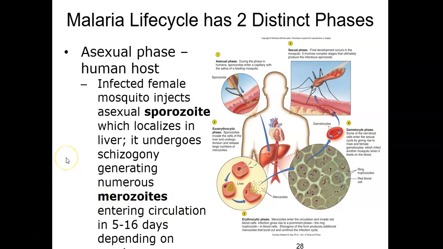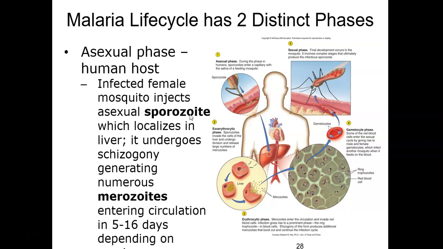The complex life cycle has 2 phases, and we're going to break these down. We have the asexual phase, which occurs inside the human host. So this is a biological vector. The life cycle occurs within different phases of the host. So the female mosquito is going to inject during its blood meal a form known as the sporozoite form. And that sporozoite form is then going to end up getting transmitted to the liver.